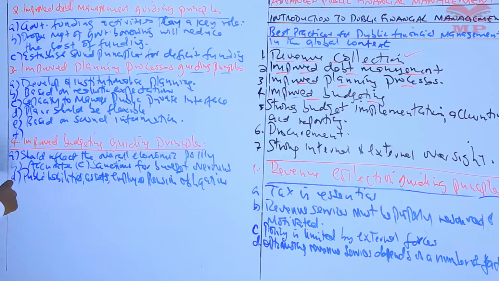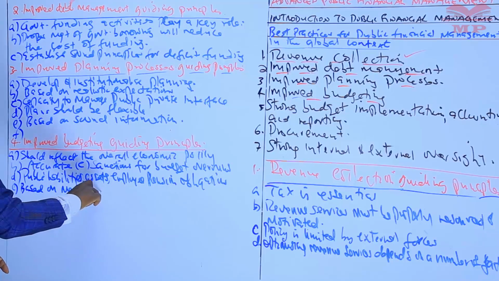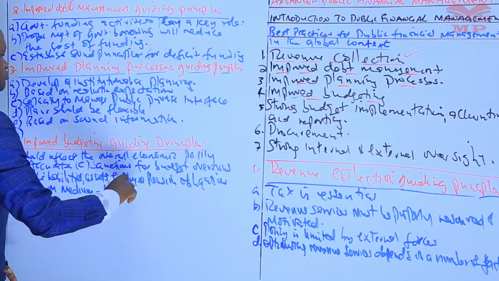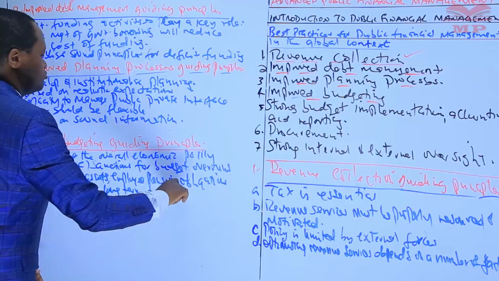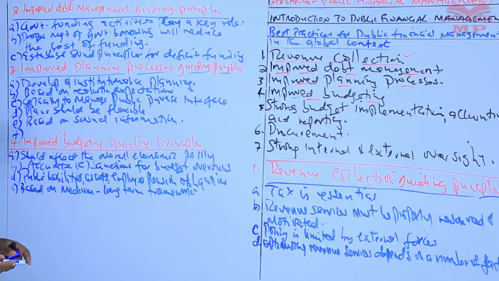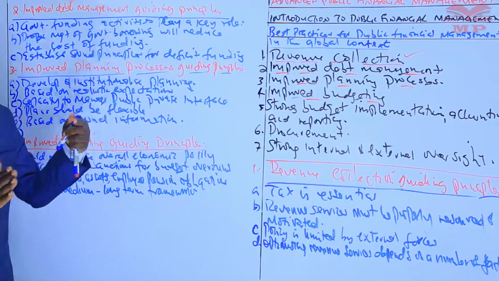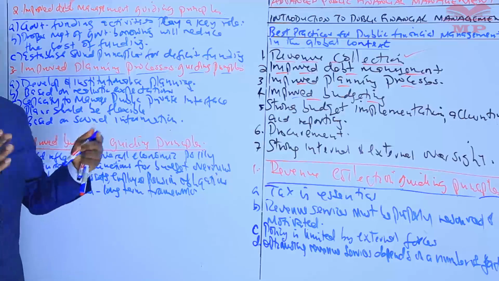Still on budgeting, the other principle is that the annual multi-year budget should be based on medium to long-term framework. Should be based on medium to long-term framework because this greatly enhances the predictability in departmental allocations and has a positive impact on planning and execution within the government.